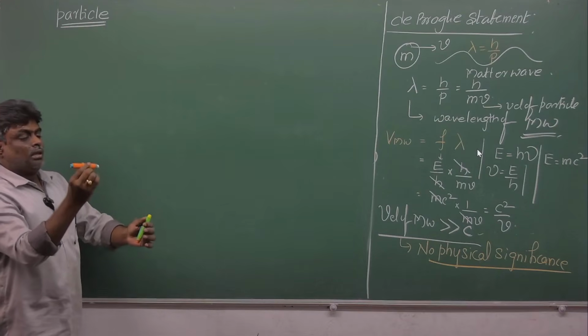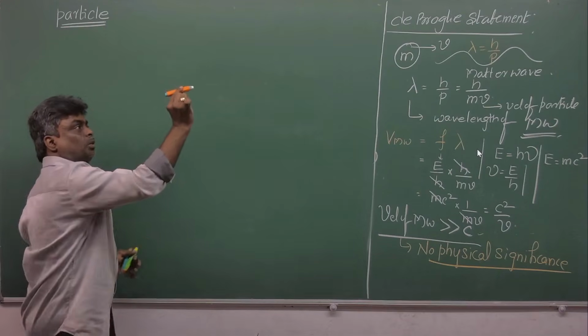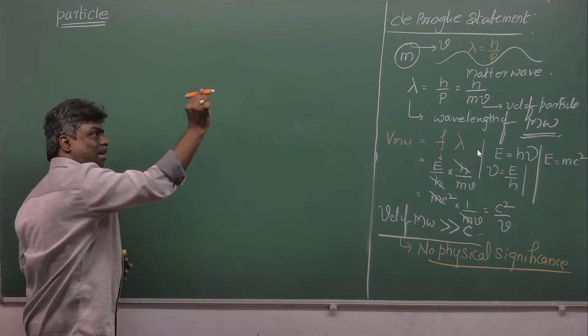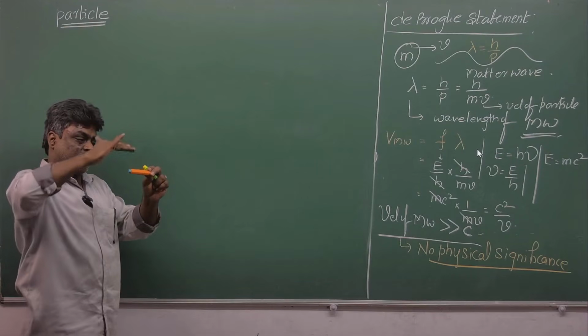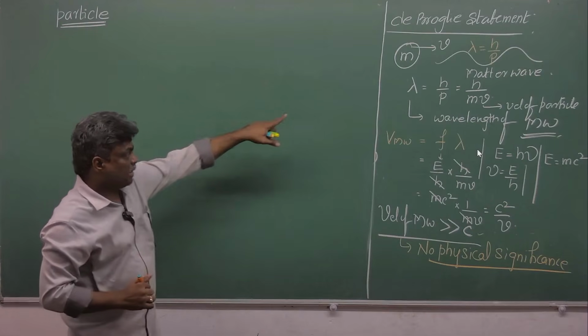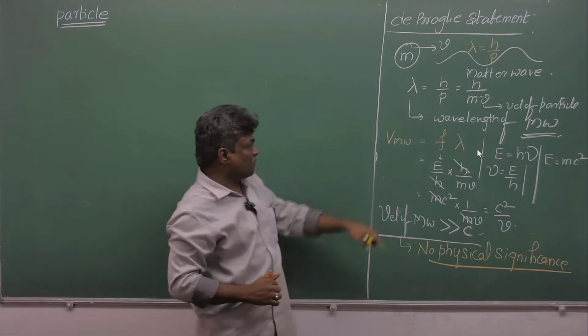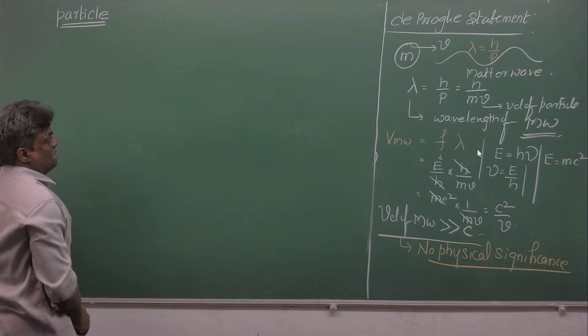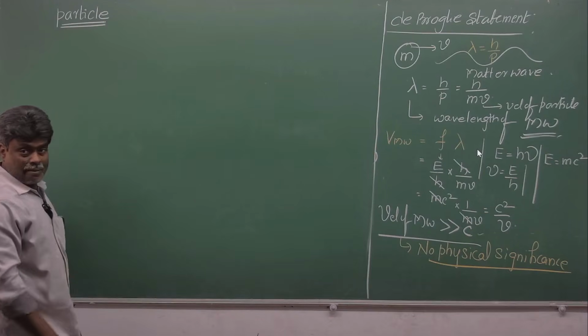So if a material particle is thrown like this, moving with a velocity, then it is associated with a wave called matter wave, whose wavelength lambda equal to h by p. Good.